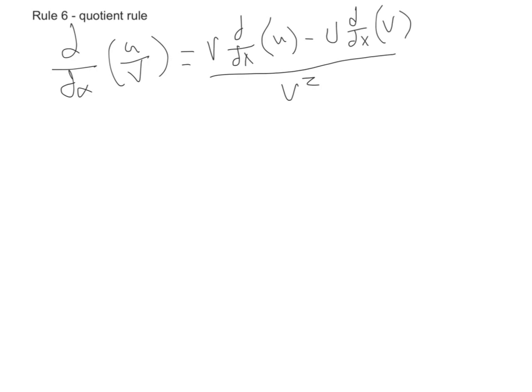But he came up with this little ditty to help students remember the quotient rule. And it's simply, you're going to take Lodi high minus Heidi low and put that all over low squared.